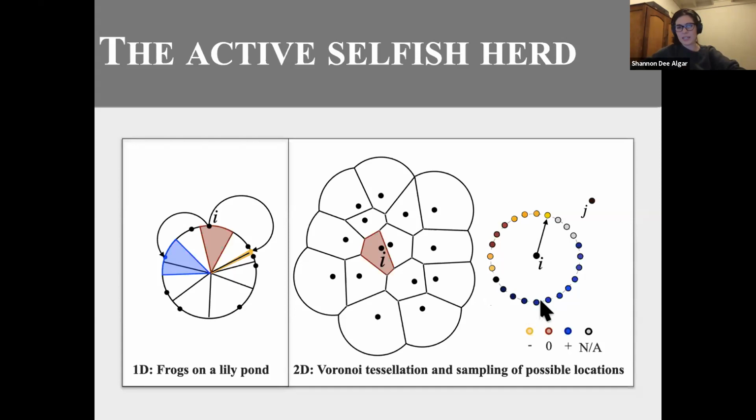So what we did is we just sampled around particle I, calculated the hypothetical domain area that would result from a movement to each of these locations, and then just chose the best one and moved there. And because of this, we called our model the active selfish herd. With it, we were able to see improvements in aggregation, as well as all sorts of interesting behavior that Hamilton had originally conjectured should be seen in selfish herd models. Things like rapid clustering and then subsequent merging of those clusters.